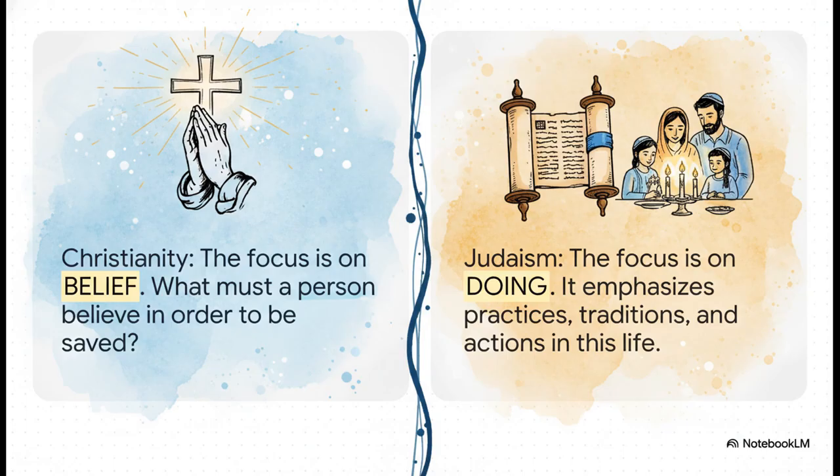At its very core, Christianity is all about belief. Specifically, belief in Jesus as the Messiah to achieve salvation. Judaism, on the other hand, puts a much bigger emphasis on doing. The focus is on the practices, the traditions, the actions you take to live a good life according to God's laws. And then there's Islam, the third great branch, which uniquely emphasizes submission, a complete way of life guided by divine law that really integrates both belief and action.